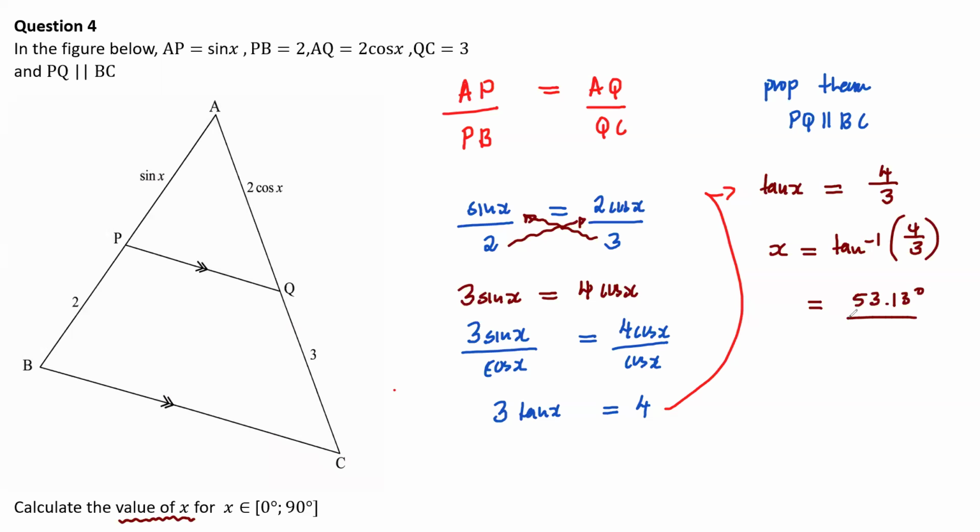Now notice one more time what happened. Euclidean geometry happened, then trigonometry happened. AP over PB, AQ over QC. Proportion theorem: I pick what I see. Sine x over 2 equals 2 cos x over 3. Cross multiply.